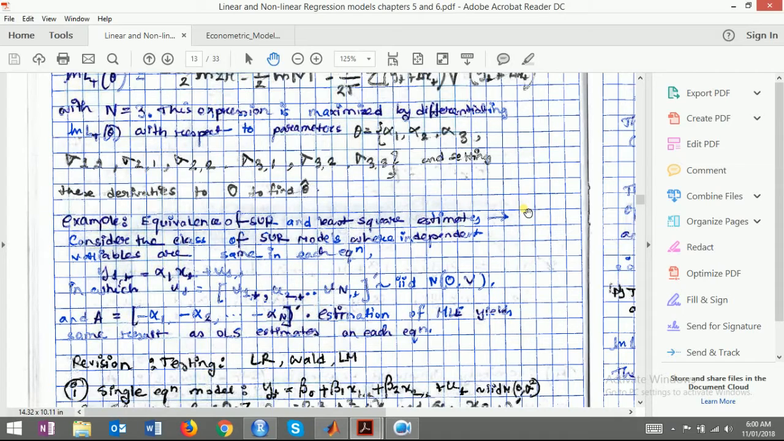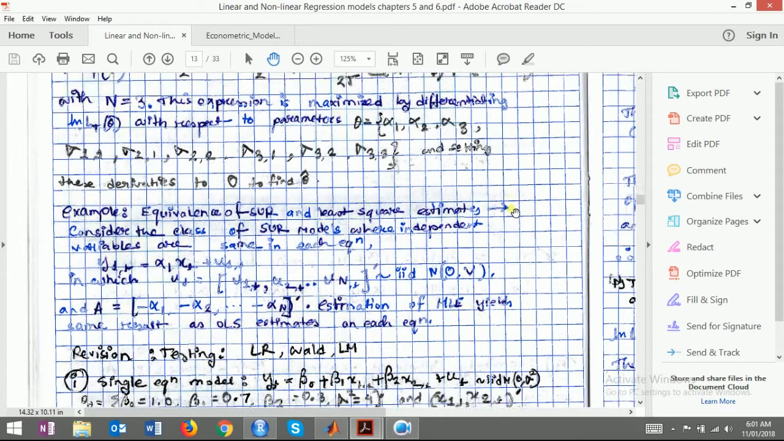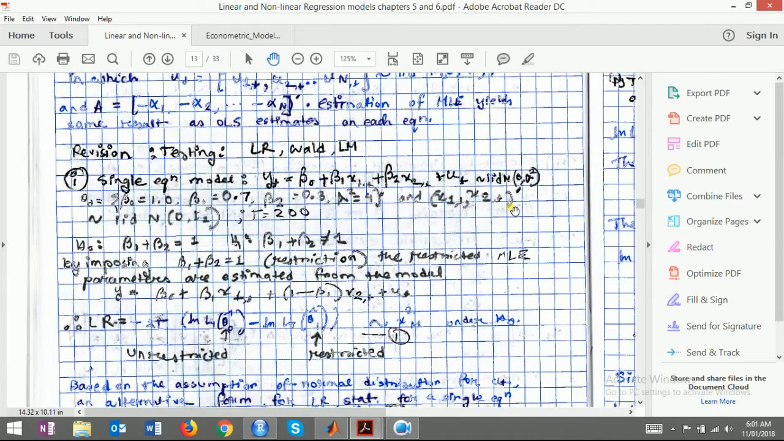Which means that alpha 1, alpha 2 to alpha n should be equal. The MLE estimation yields the same result as the estimates in each equation. Then we need to test LR, Wald and LM. Then there's one problem: the single equation model.